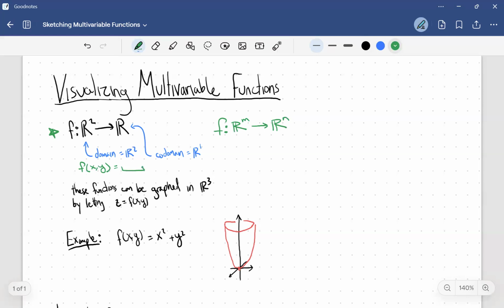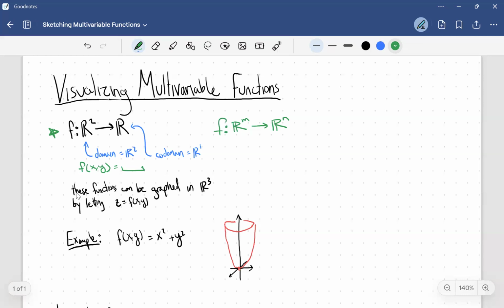Now, these are the functions we're focusing on because they can be graphed really nicely in three-dimensional space, specifically by taking our third dimension, our z dimension, and letting that represent the output. So our function input values, the x's and y's, give us an output that represents the z value or the height. In this example, we have the function f of xy equals x squared plus y squared. This is our standard paraboloid shape that we've seen before, and the picture on the right is our typical graph for it.